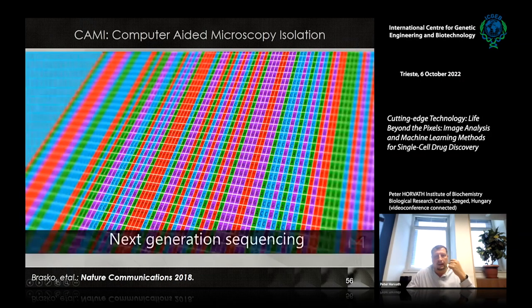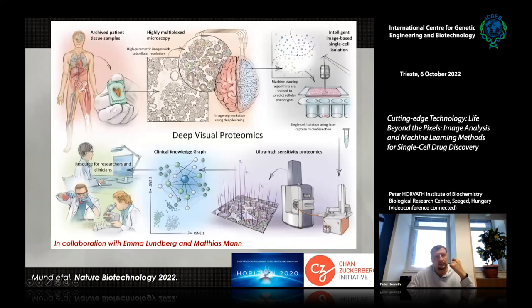And then more recently, we teamed up with Matthias Mann's and Emma Lundberg's groups, who are doing proteomics, and we designed the concept called deep visual proteomics, where the idea is that starting from either human material or tissue culture or cell culture, we image the cells, detect the single cells, find the phenotypes, isolate them, and using ultra high sensitive proteomics, we can also do single cell proteomics on these cells with as deep as 6,000 proteins.